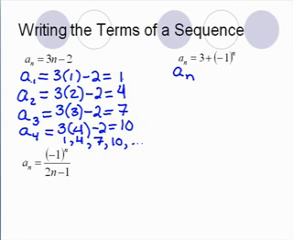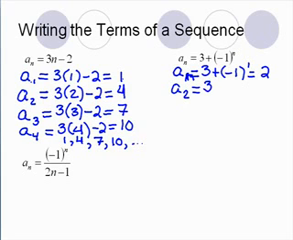This is a sub, well, let's start with a sub 1. A sub 1 is going to equal 3 plus negative 1 to the first power, which is going to be 3 plus negative 1, or 2. So if you have a sub 2 now, that's going to be 3 plus negative 1 squared. Okay, when we square negative 1, we get a positive 1. So this is going to be 3 plus positive 1, or 4.